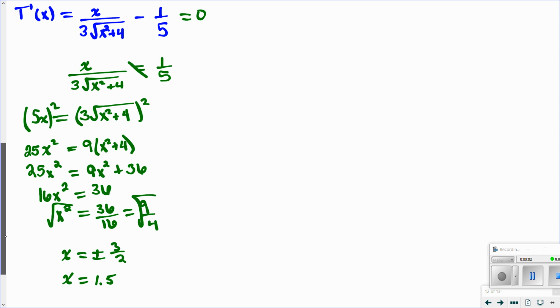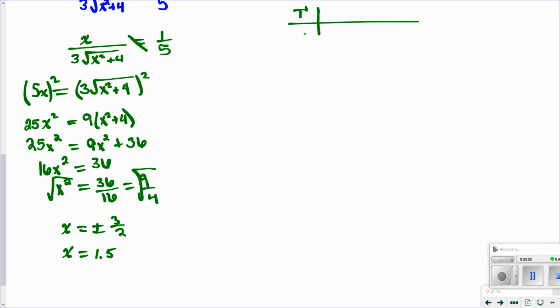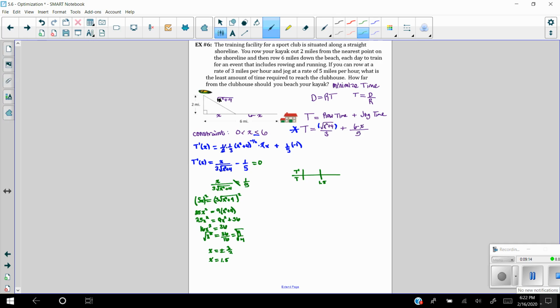And to do that, we'll make a sign chart. So T prime and T, 1.5. Now this is where you're going to want your graphing calculator. And because we're going to be using both the original function and the derivative function at points in this problem, I am going to store both of them in my calculator at once while I'm over there. So I'm going to go ahead and put the original time function in as y1 and the derivative function over here in as y2.